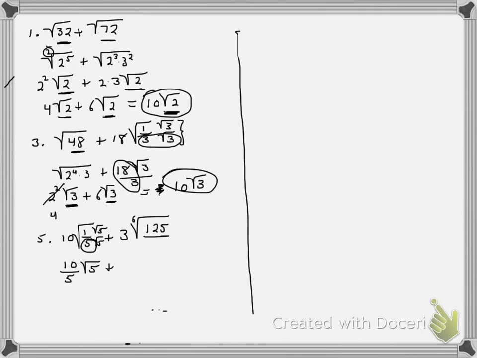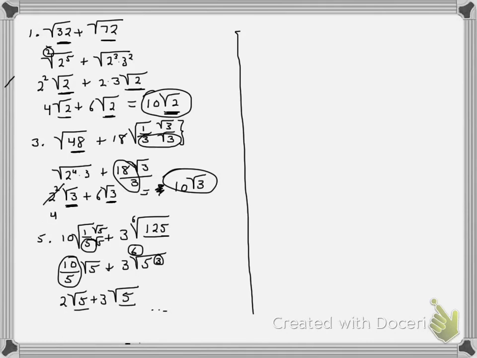Right, as prime factoring, 3 times the 6th root of 5 to the 3rd. I can simplify this again, and I can simplify this. This becomes 2 times the square root of 5 plus 3. Dividing both by 3, I get the square root of 5.